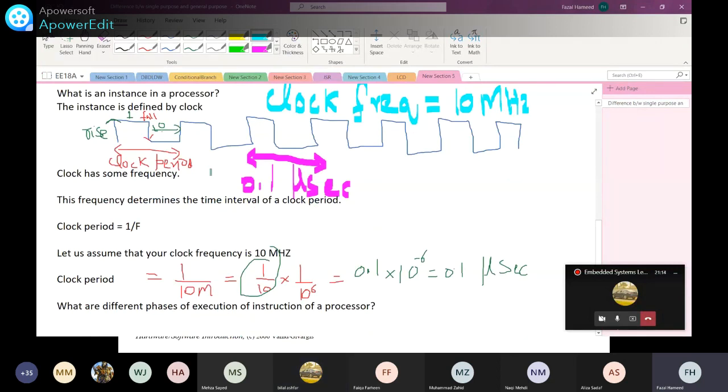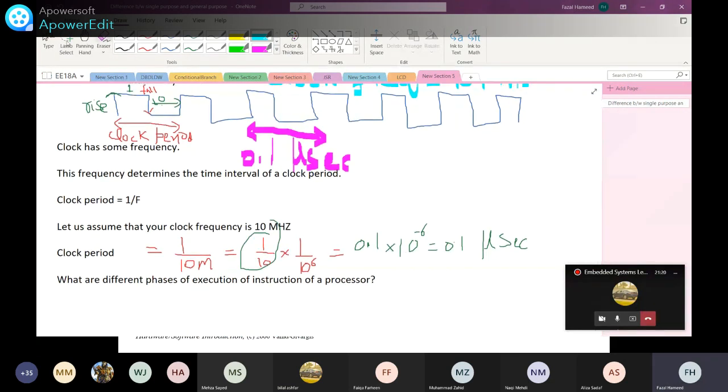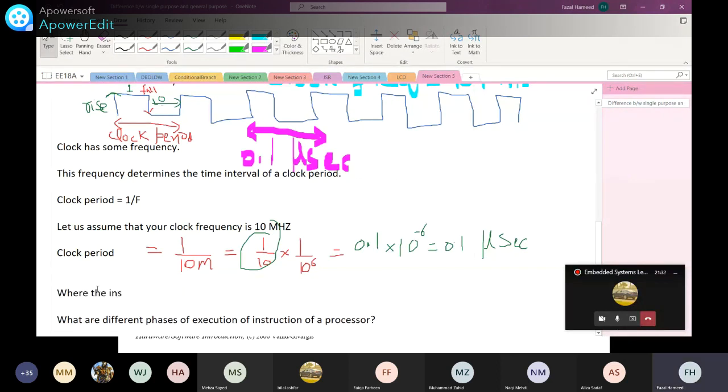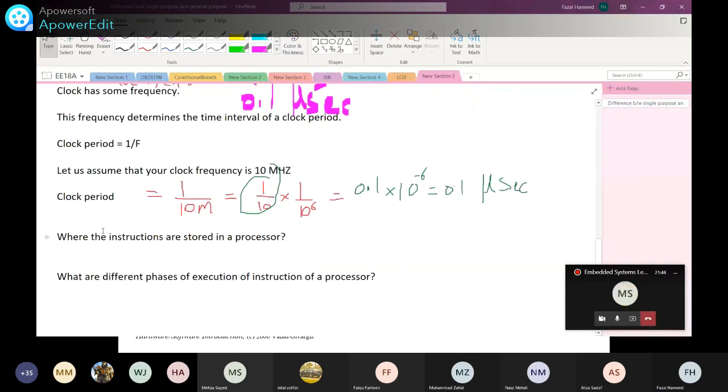Okay, now we have defined what a microprocessor is, what the job of a microprocessor is. Now the question is, if you look at the microprocessor, here the instructions are stored. Where are the instructions stored? We studied this in our instruction encoding class. Where are the instructions stored?